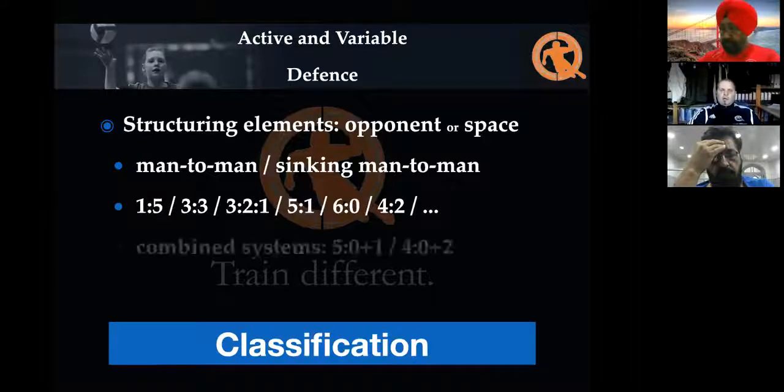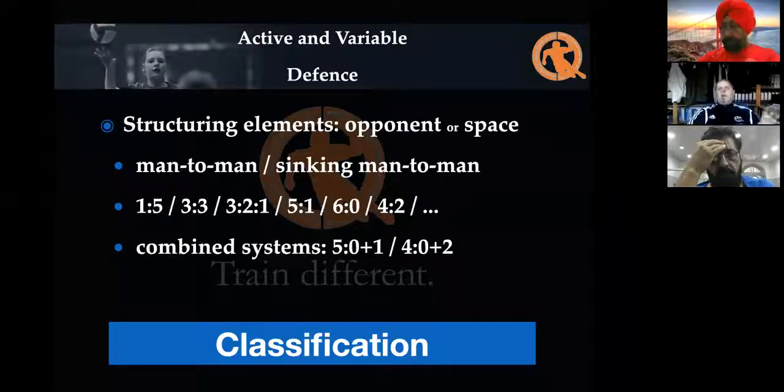As a combination, it's possible to have zone defense combined with man-to-man defense. So 5-0 plus 1, 4-0 plus 2. These are the variations we have in combination of zone and man-to-man defense. This is the classical way we use the defense systems.